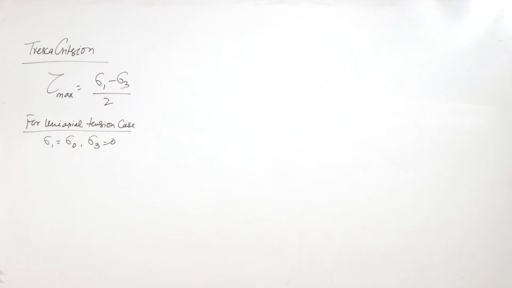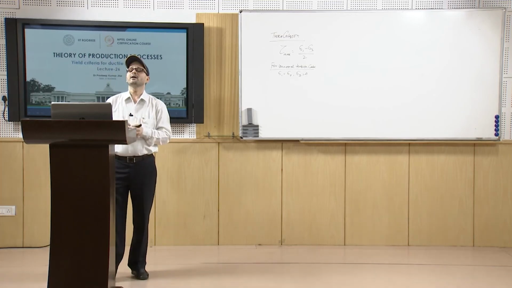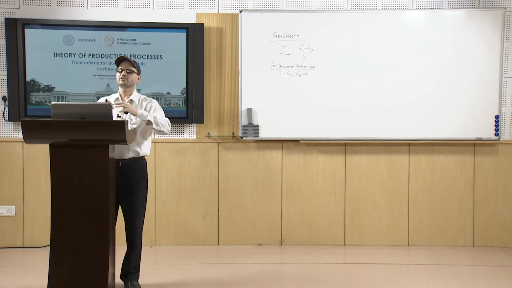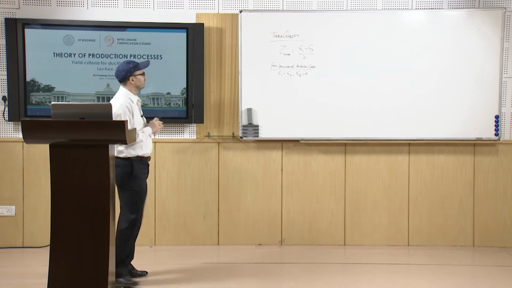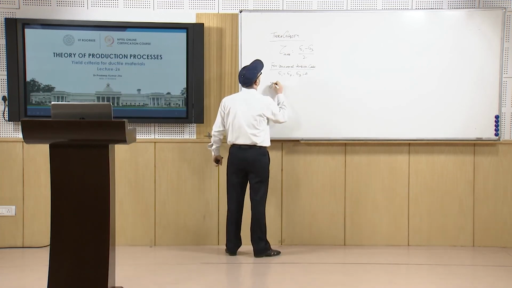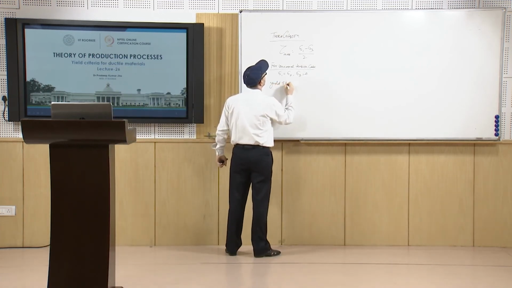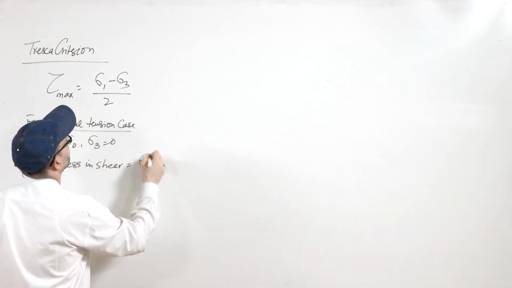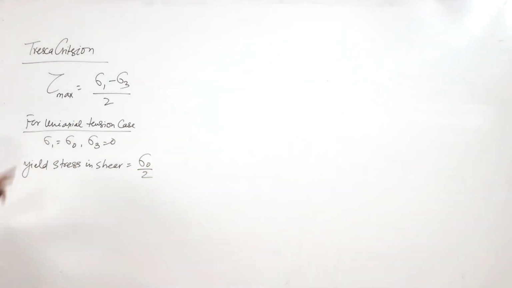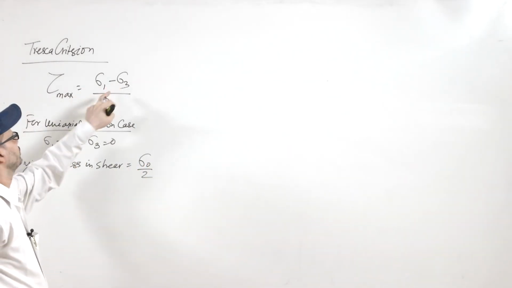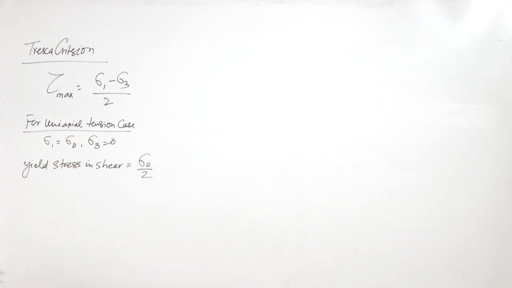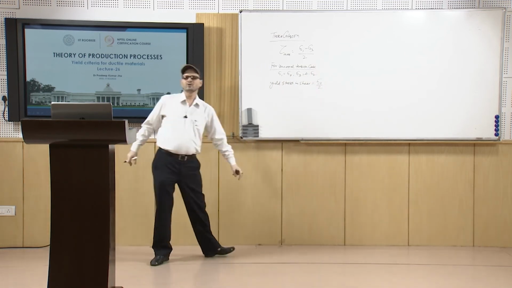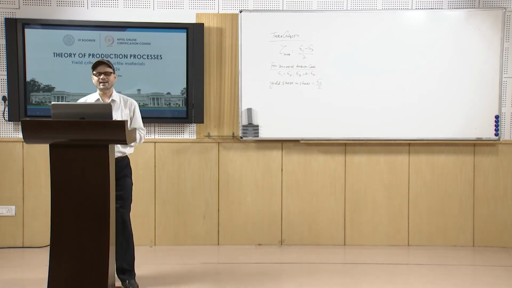In that case the maximum shear stress, that is the yield stress in shear, is equal to sigma naught by 2. That is what we get from here: sigma naught minus 0 by 2, with sigma 3 equal to sigma 2 equal to 0. So, from here we directly get it.